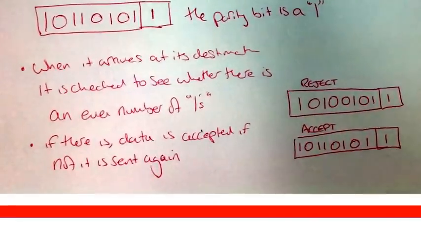So when it arrives at its destination, it is checked to see whether there is an even number of ones. So here, we've got 1, 2, 3, 4, 5. That means one of the bits of data has incorrectly been sent, this one here if we look, which means that this data is rejected and we have to send it again. Otherwise, in this situation, we've got an accepted piece because we've got the same data as we had before, which is 1, 2, 3, 4, 5, 6 including the parity bit, which is even, which means we can accept that data.